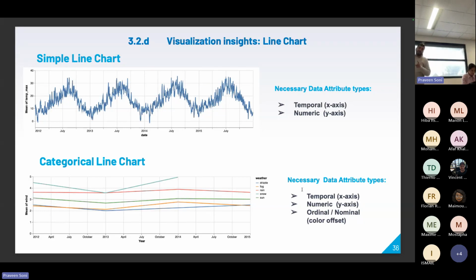In the earlier discussion, we said that we need at least two data attribute types to form a line chart. If I am not wrong, we said numeric and the second is also numeric, both should be numeric. Am I right? Do we need both attributes to be numeric? No, it would make a scatter plot. Then what should the other one be? Temporal, the time.